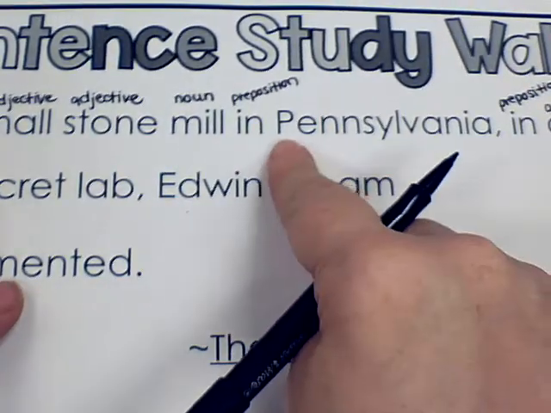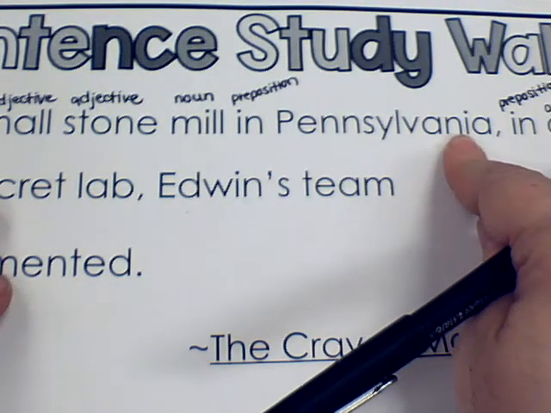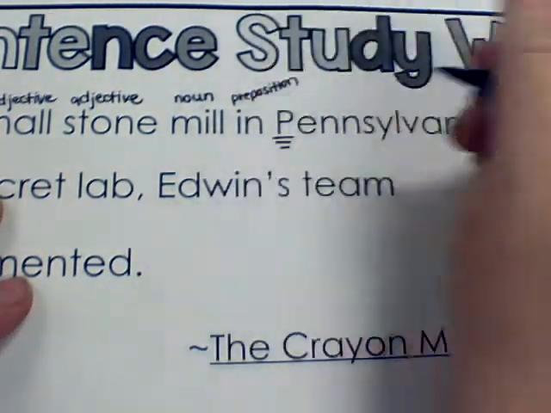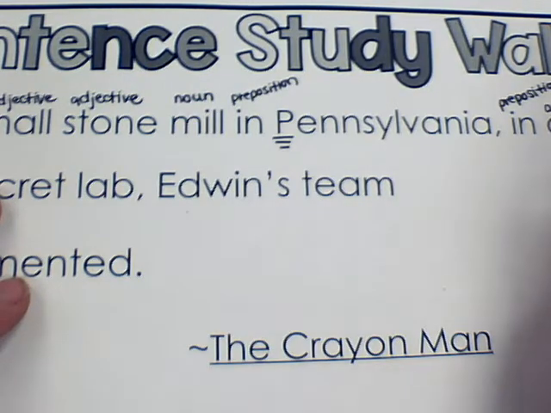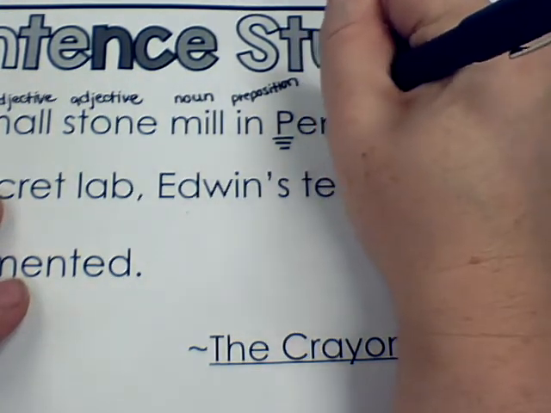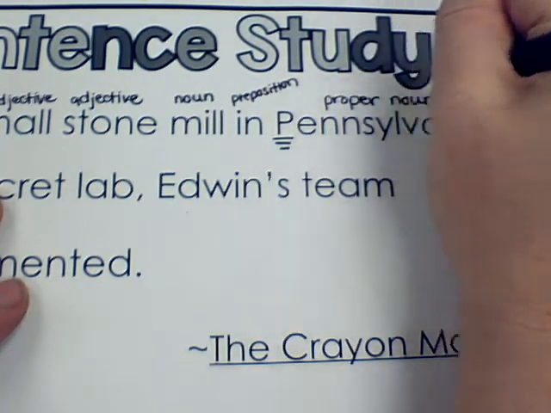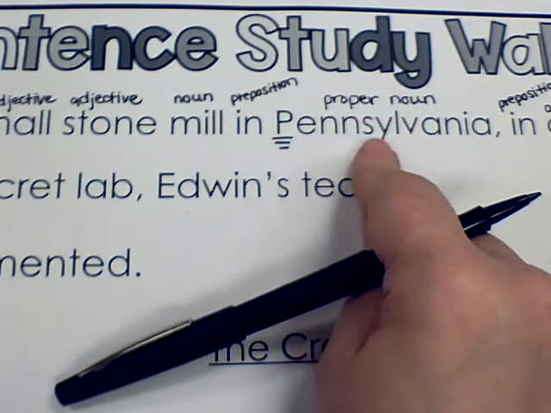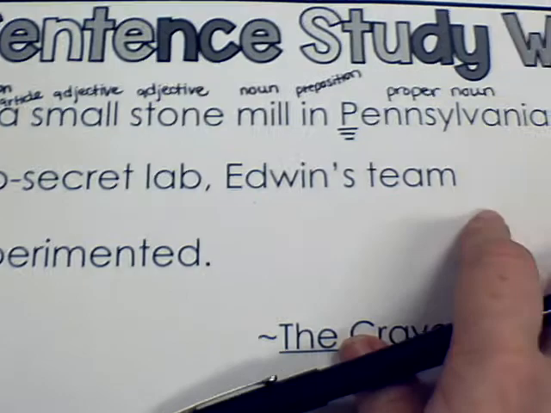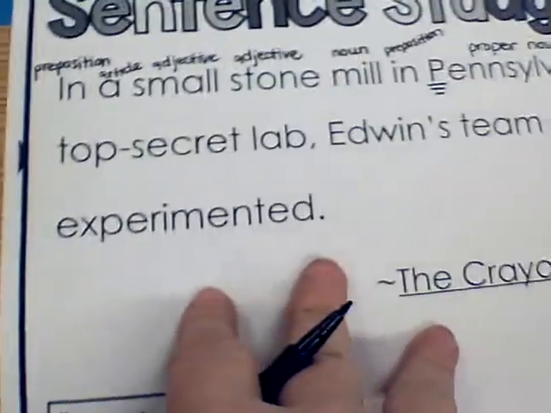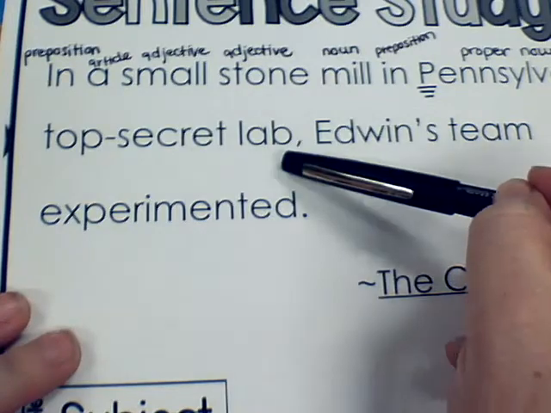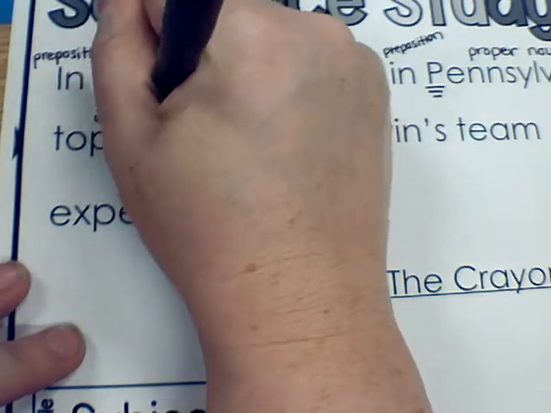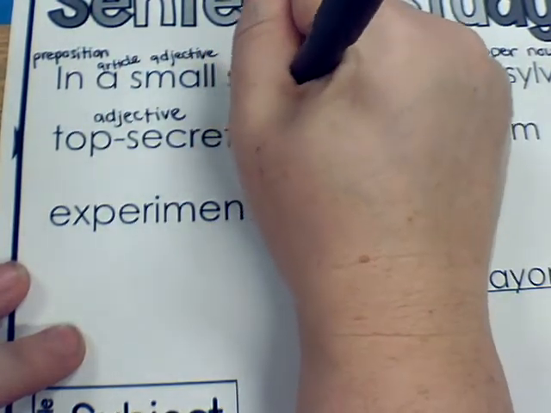In Pennsylvania. Pennsylvania is a state in the United States, and as you can see, it is capitalized. And because it's capitalized, it's a special name, and this is a proper noun. We need to be working on these proper nouns, and in fact, in our ELA stations this week, there's going to be some work with proper nouns. In a top secret lab, so top secret is describing the lab, and the lab is a thing, so top secret is an adjective, and lab is a noun.